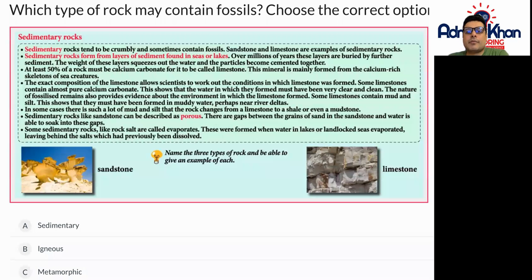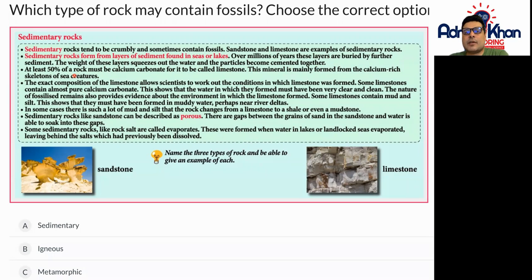So in terms of sedimentary rocks, they tend to be crumbly and sometimes contain fossils. Sandstone and limestone are examples of sedimentary rocks. Sedimentary rocks form from layers of sediment found in seas or lakes. Over millions of years, these layers are buried by further sediment. The weight of these layers squeezes out the water and the particles become cemented together.